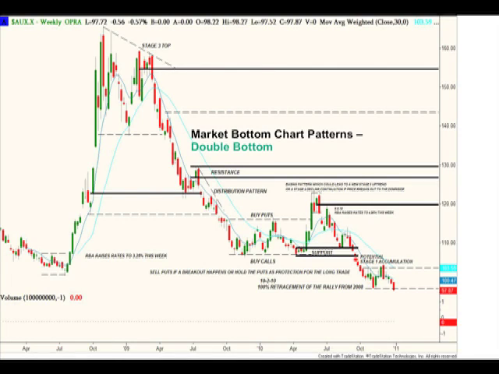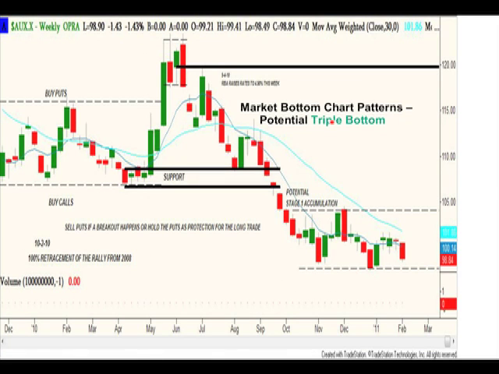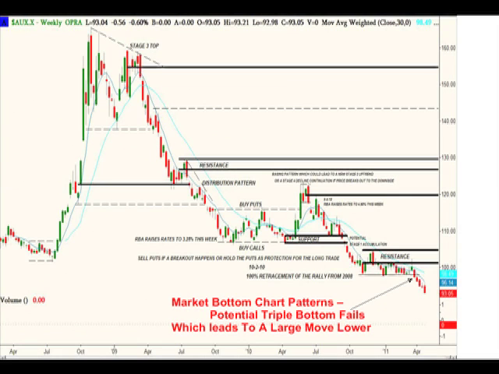Here we have a potential double bottom, which is one of the bottoming patterns that we see in the market. And then we have another double bottom in a different currency. This is the dollar versus the Australian dollar. And at this point in time, it actually turned into a potential triple bottom.